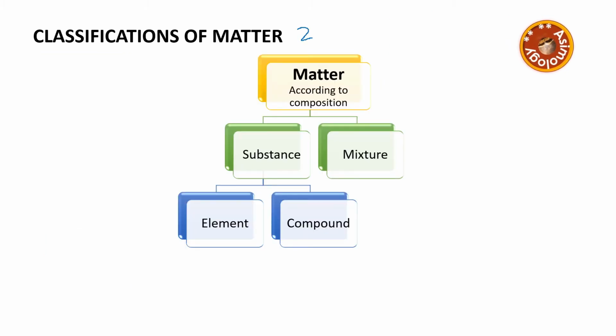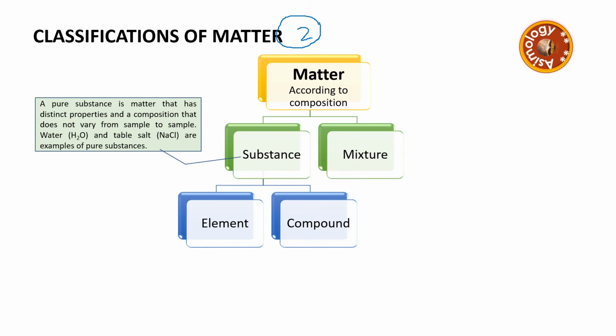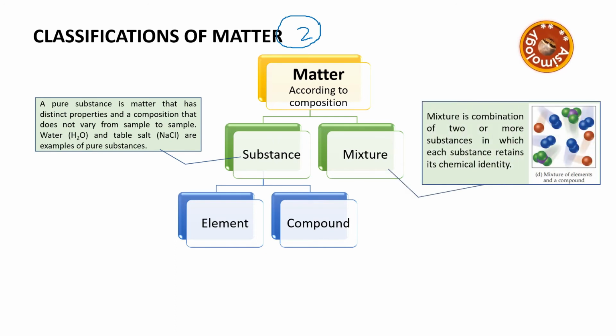The second system of classification is based on the composition of matter. Matter can either be a pure substance, or simply substance, or it may be composed of 2 or more different kinds of substances, called a mixture. A pure substance is matter that has distinct properties and a composition that does not vary from sample to sample. Water, H2O, and table salt, NaCl, are examples of pure substances. A mixture is a combination of 2 or more substances in which each substance retains its chemical identity.